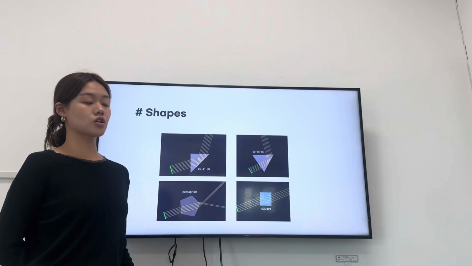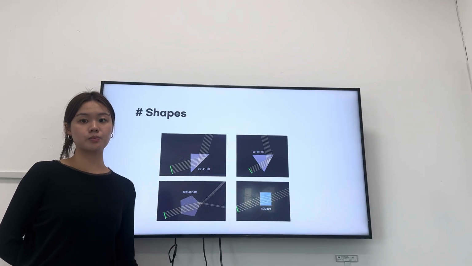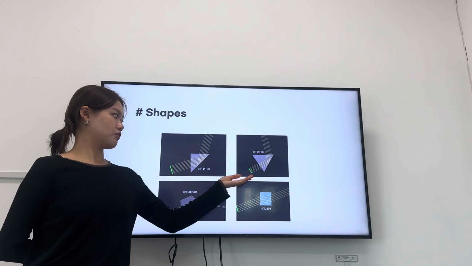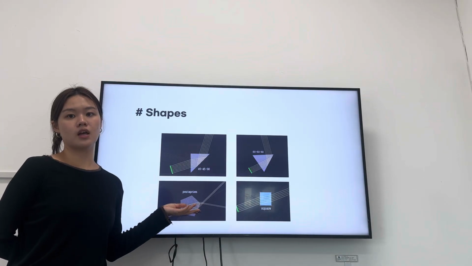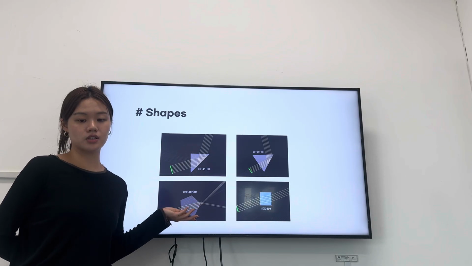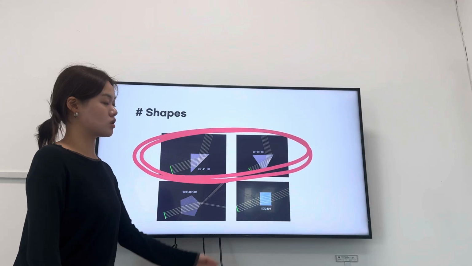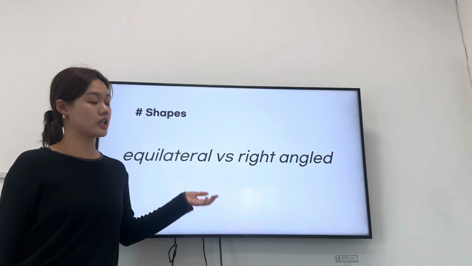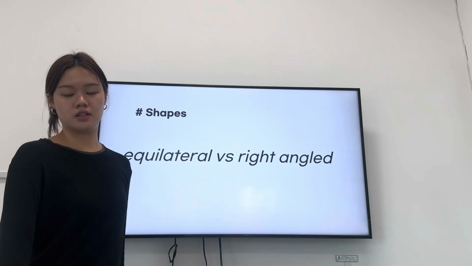Next, we focused on the shape of the prism. We tested several prisms like equilateral, right-angled, square, and even pentagon prism. And after checking their light refraction, we decided to focus on two shapes of prism, equilateral and right-angled.